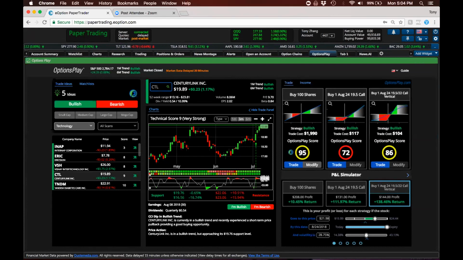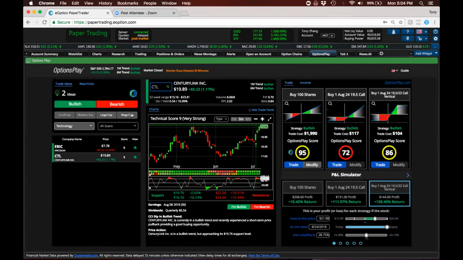So once I've looked at CenturyLink, if I agree with everything here and I think that CenturyLink's going to move higher, then I can see what my trading strategies are here. I can buy the stock, I can buy this call, I can buy this call spread. This allows you to quickly look at the viability of trading this. And one thing I want to point out is that when I'm looking at these trade ideas, especially if you're trying to trade options, you generally may not want to look at small cap and medium cap.